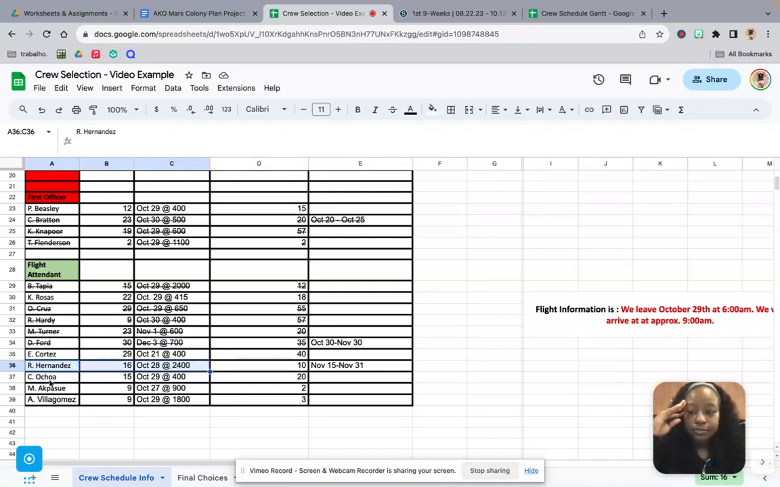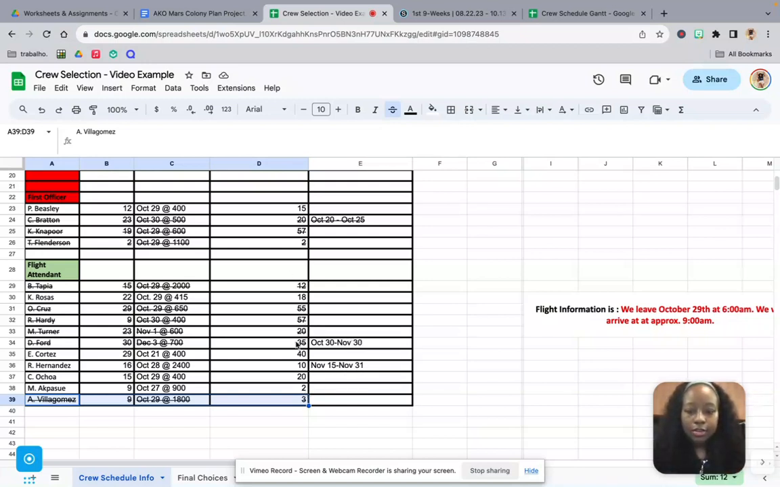We'll keep him. Ochoa is available at 4, so we'll keep that one. Acapulse is available on the 29th, so we'll kind of keep them in mind. And A. Villa Gomez is not available till 1800 hours, so we'll cross him off. All right. So next, we're going to look at, did anybody take off? So October 30th, November 15th. So their off didn't affect anything.